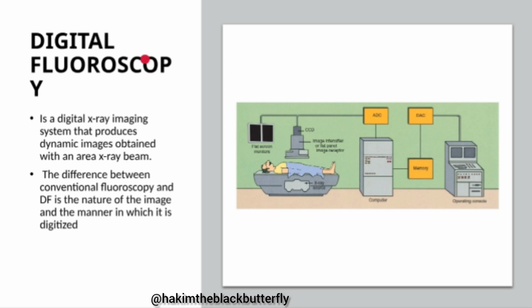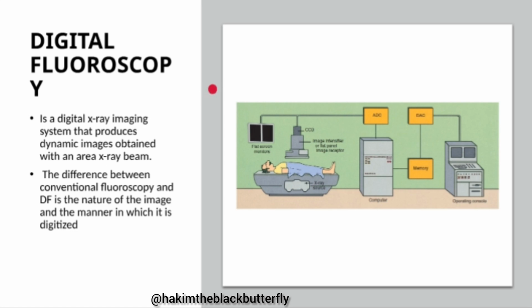When you look at this image here, this is a setup of a digital fluoroscopic system. We can see that this is the patient table, and then this is the image intensifier. And the image intensifier can be replaced by the flat panel image receptor. Now that can only happen in the digital. And then you can see that in the digital, we no longer have the TV camera.